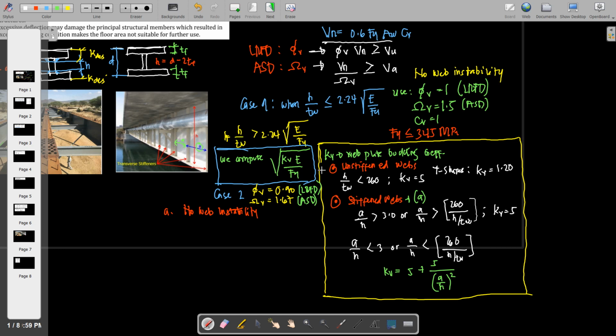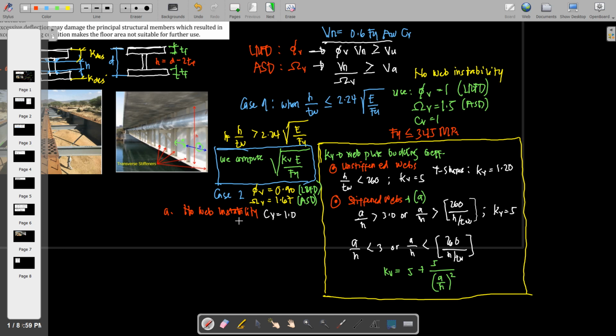We need to compute for this value, and then mafi-fix natin to, itong dalawa, but unlike here, fixed na CV is equal to 1, we need to compute for CV1 on some conditions here. Now, when we say no web instability, we take CV is equal to 1. Diba? Kasi parang parehas lang siya dito. Ang nagkaiba lang is yung phi tsaka omega.